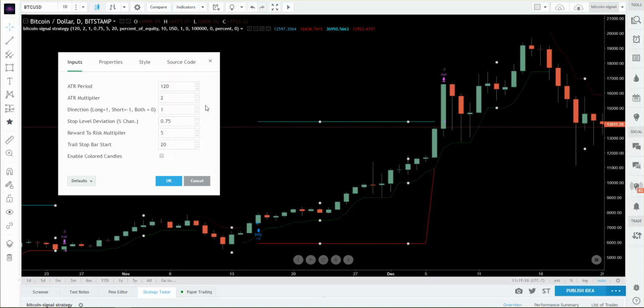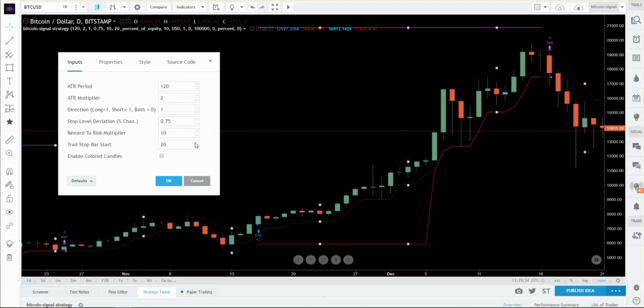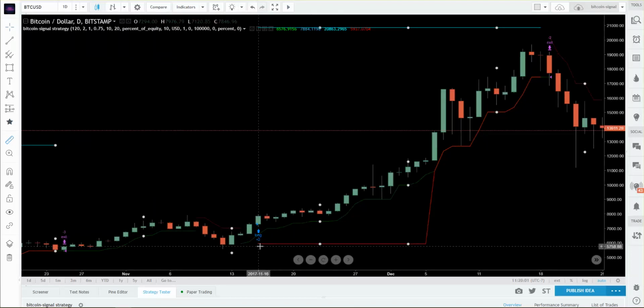Let's go a little further out, 10. Perfect. This is a great example. As you can see, we enter the long position here because we've closed above this red line. And now we maintain the original stop. So we're giving some wiggle room. We're giving the idea a little bit of time to work out, to establish a trend before we start using a trailing stop. And that is exactly 20 bars.